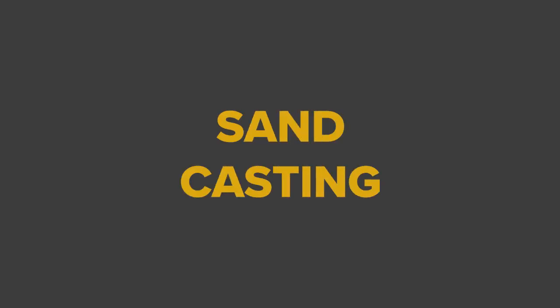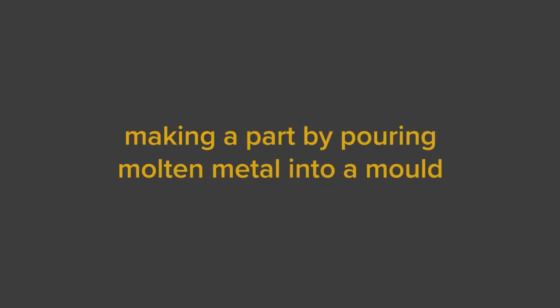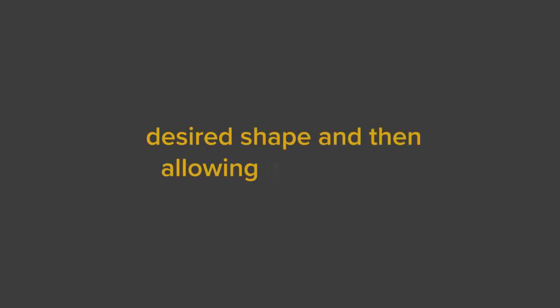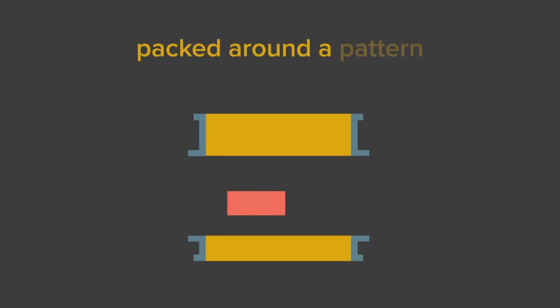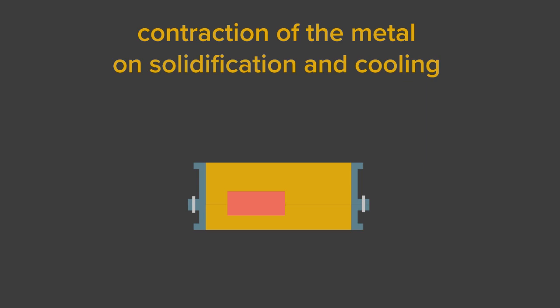Sand casting. Sand casting is a process for making a part by pouring molten metal into a mold, having a cavity of the desired shape, and then allowing it to solidify. In sand casting, sand mixed with water and suitable binders is the molding material. The molding material is packed around a pattern often made of wood. This pattern is slightly larger than the finished part due to the contraction of the metal on solidification and cooling. When the pattern is removed from the molding material, a cavity having the same shape as the pattern remains.